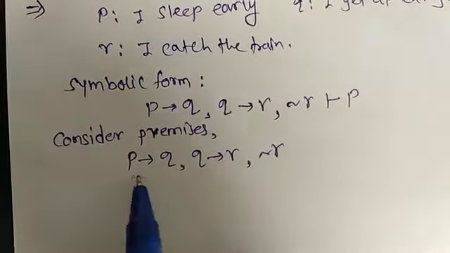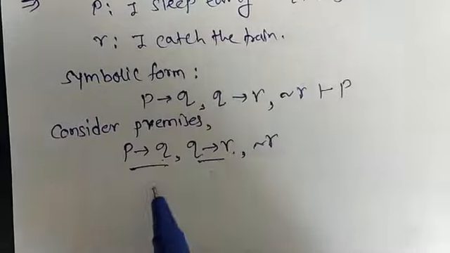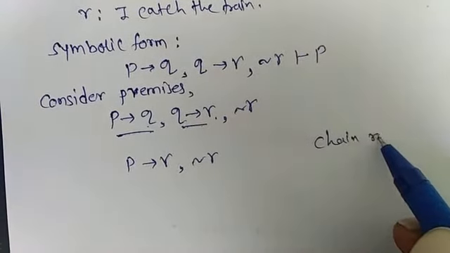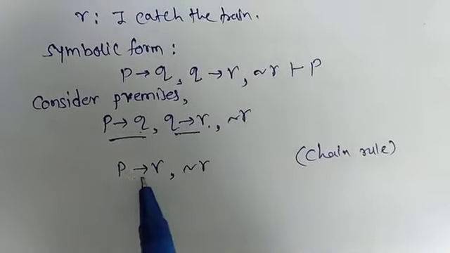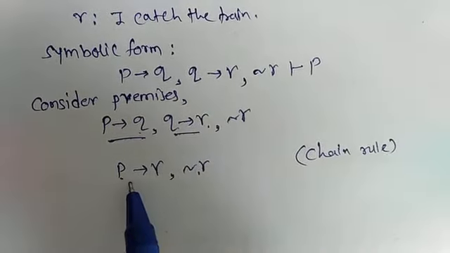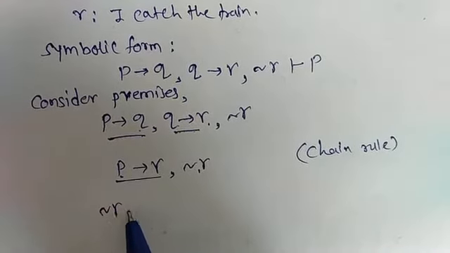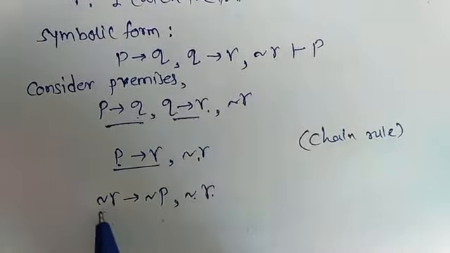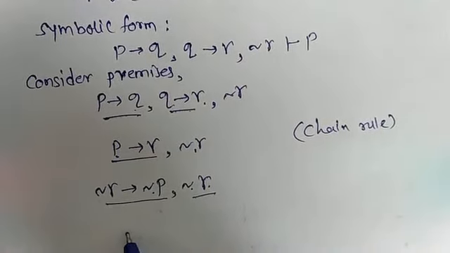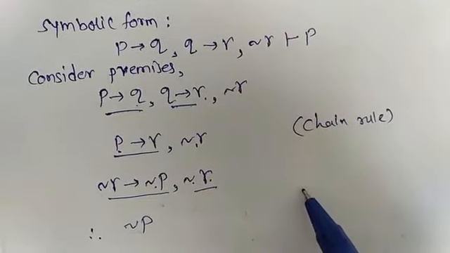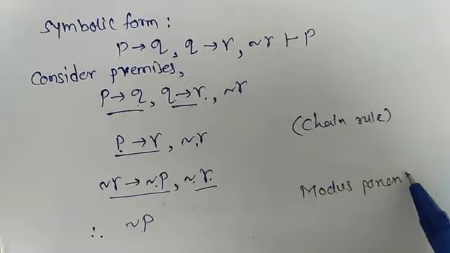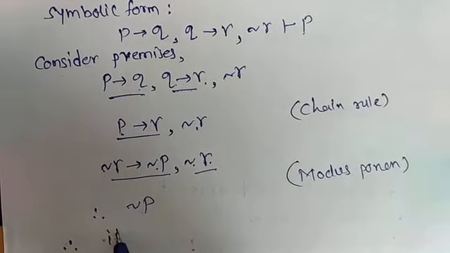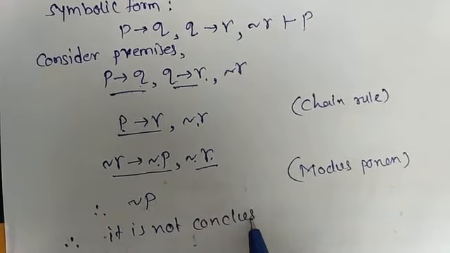Now applying the chain rule, P implies Q and Q implies R give P implies R, comma, negation R. Now here it is P implies R and here it is negation R. So apply negation on this, and it gives negation R implies negation P, comma, negation R. Now by modus ponens, because we have negation R and negation R implies negation P, it gives us negation P. Now the conclusion is P and we are getting negation P, therefore you can say that it is not a conclusion.